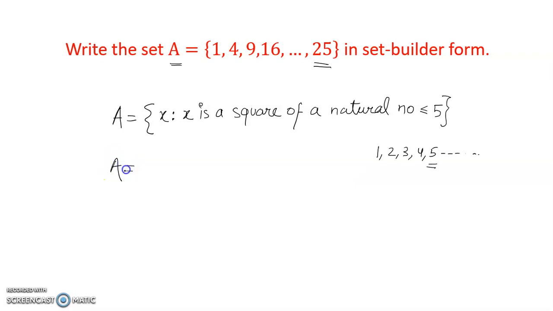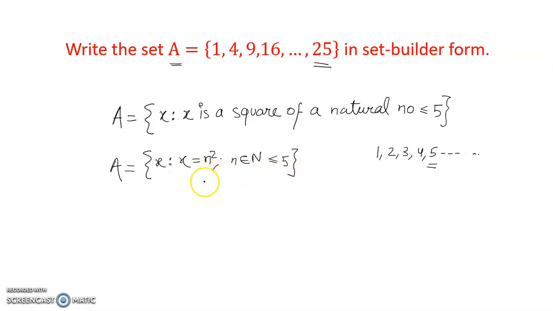We can write it more mathematically. It can be simply x such that x is equal to n squared. Why am I writing small n? Because small n represents the natural number. x such that x is equal to n squared, such that n belongs to N. That means n is a natural number which is less than or equal to 5. So more mathematically you can write it this way: x such that x is equal to n squared, n belongs to N and n less than or equal to 5.